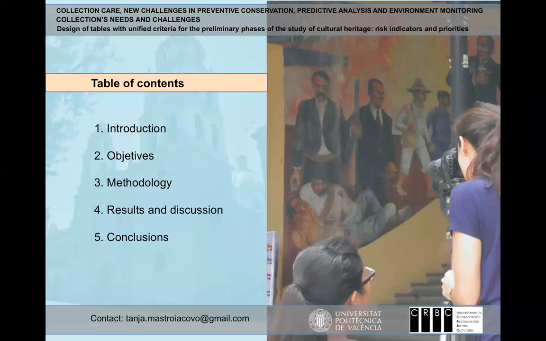The subject, titled Design of Tables with Unified Criteria for the Preliminary Phases of the Study of Cultural Heritage, Risk Indicators and Priorities, will be presented through an introduction to the context and problematic from where the study emerged, presenting its objective, the followed methodology, the given results up till today, and ending with a presentation of the reflection and the more representative conclusions to comprehend the method.